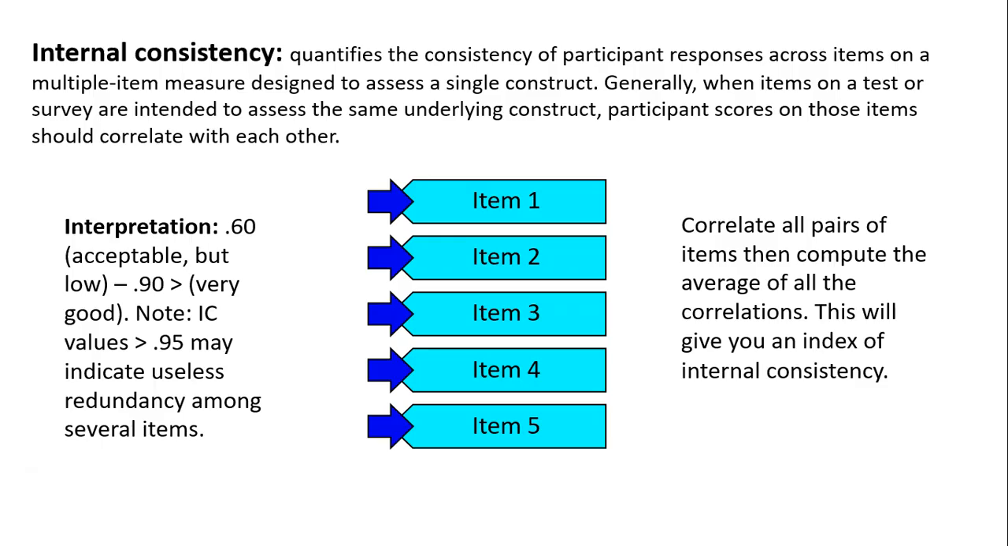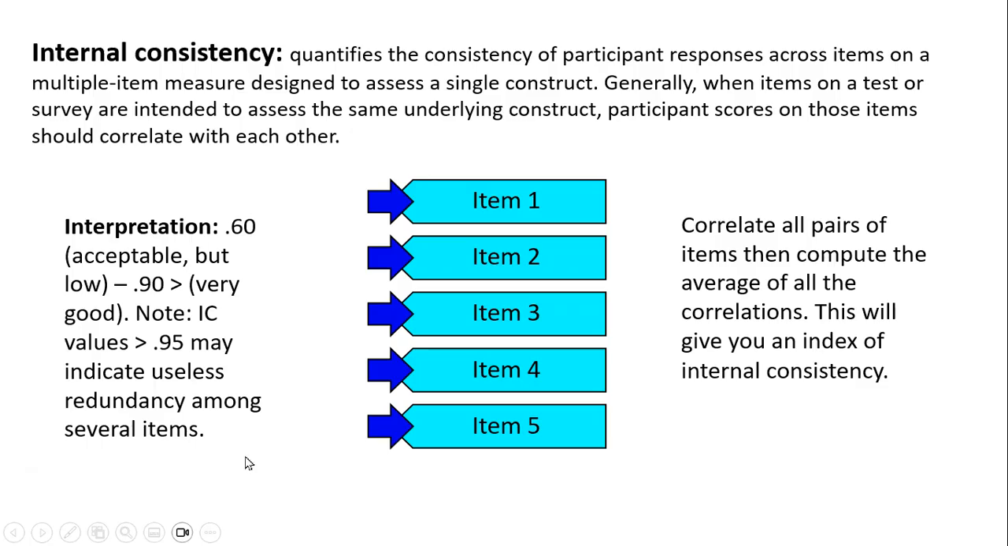And if they're too redundant, then it's possible that they're so closely related that it's not useful to have those two questions, for example, that are so closely related. So you could potentially remove a few questions. So I'm labeling that as useless redundancy among the items. So this one's a little tricky.